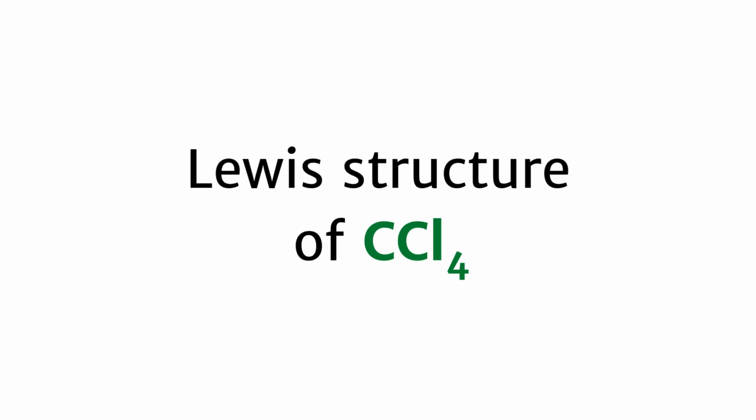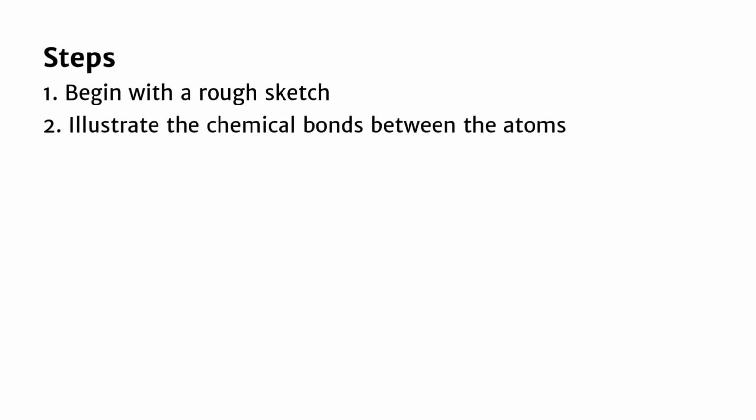Let's sketch out the Lewis structure of CCl4, commonly known as carbon tetrachloride. We'll use these simple steps to accurately depict the Lewis structure of CCl4. First, we'll sketch a rough diagram of the structure. Next, we'll use electrons to represent the chemical bonds between the atoms in CCl4.